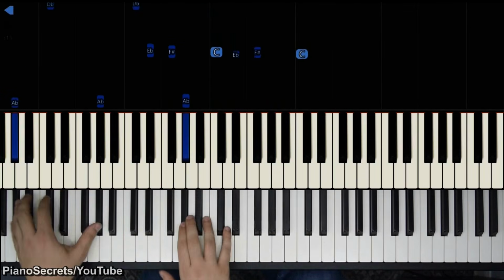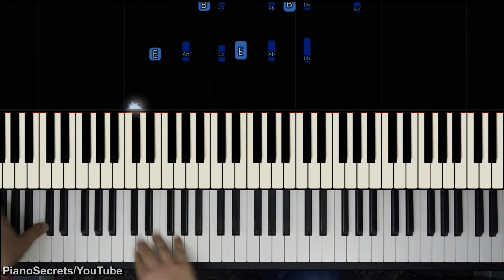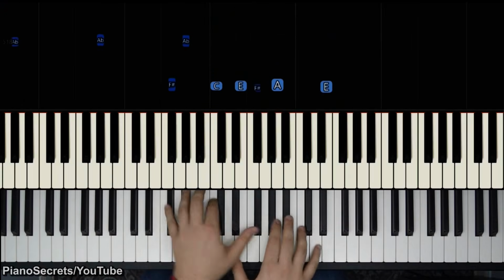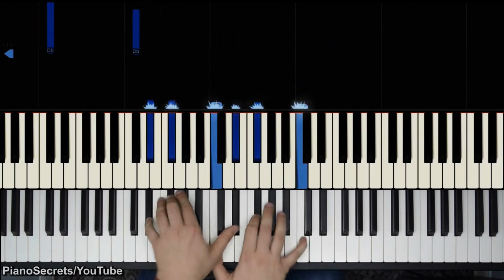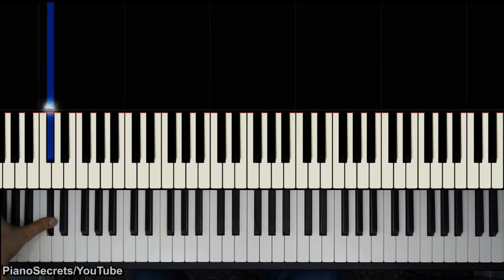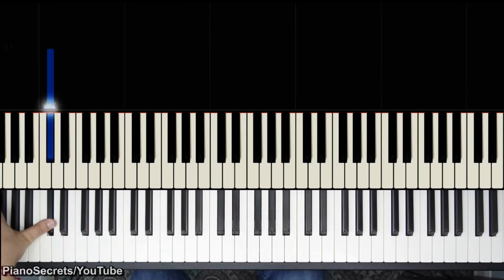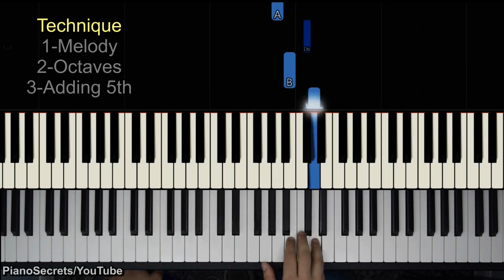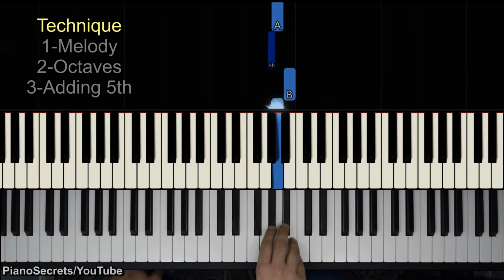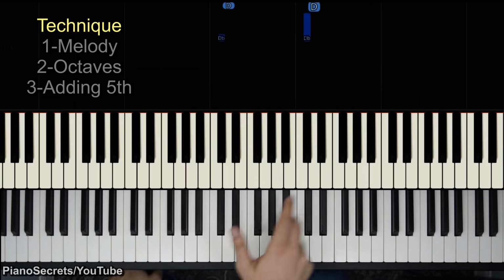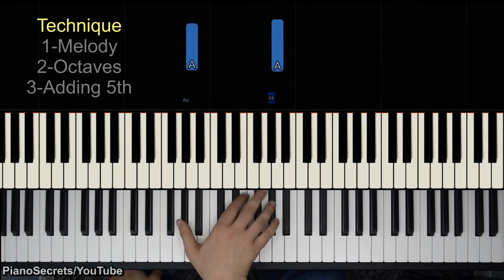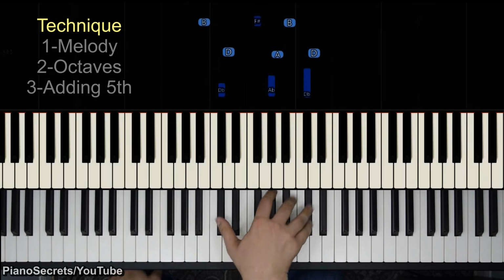This is the same thing we covered at the beginning. Same again. Now the last line for this is gonna be the same. Okay, so let's look at the melody. So that's what we have, octaves. We have the fifth.